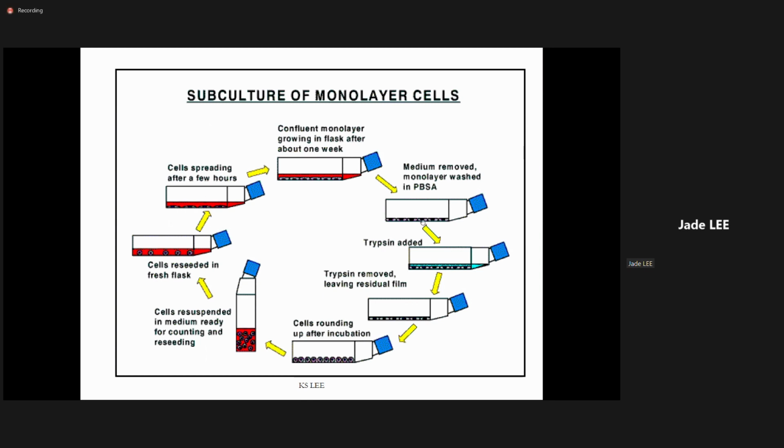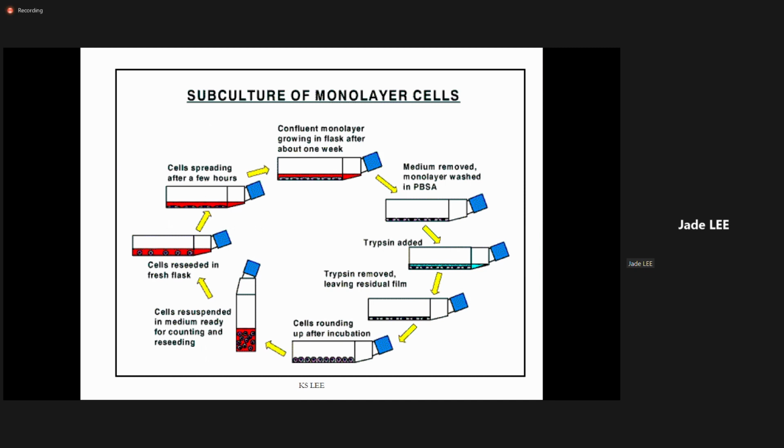Okay, so this is a subculture of the monolayer cell, or the adherent cell. When the cell reaches confluence, confluence means there is no space for them to grow. They have used up the space, and also the medium is exhausted. What you need to do now is to remove the media and wash with PBS. After you wash with PBS, you add trypsin just to cover them, so that it will digest the connections between cells which are touching each other, so that the cells later become individual cells.